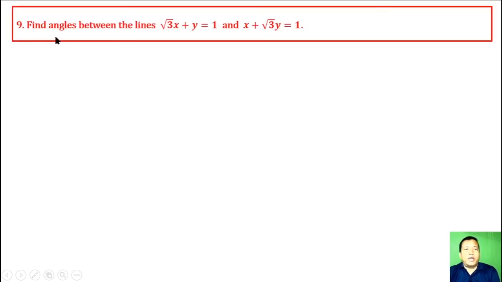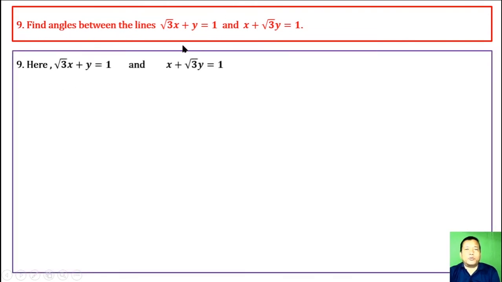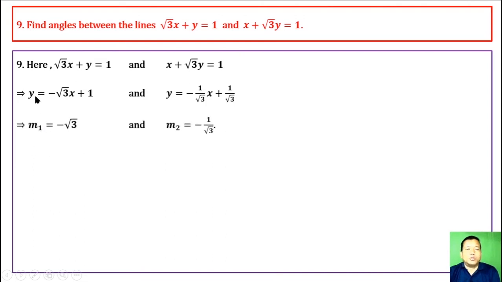Question 9. Find the angles between the lines this and this. We have to find the angles between these two intersecting lines. Here, this. Solve for y. y equals minus root 3 x plus 1, and from the other, y equals minus 1 by root 3 x plus 1 by root 3. The slope of the first line is minus root 3. The slope of the second line is denoted by m2, whose value is minus 1 by root 3.